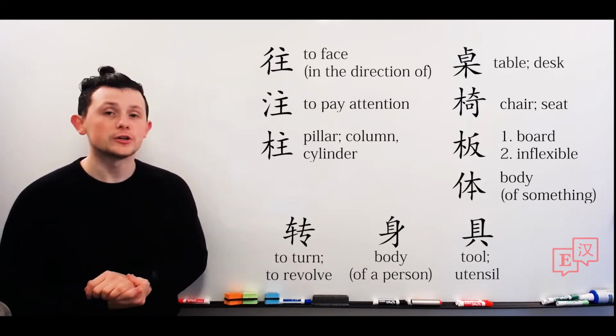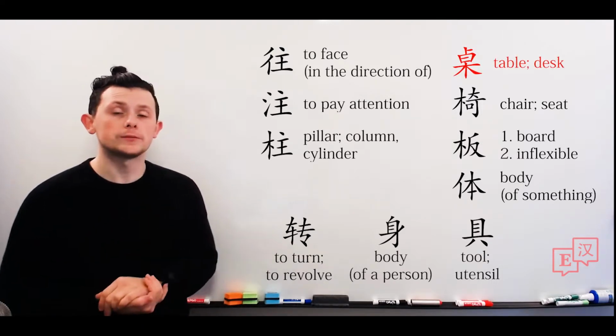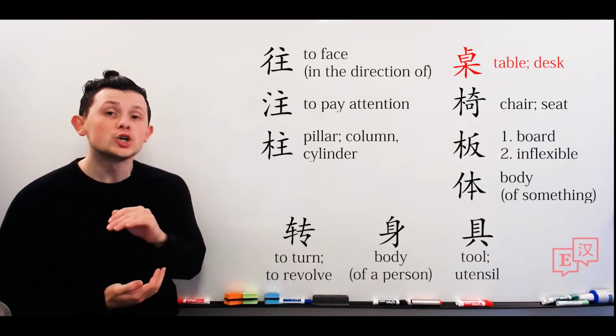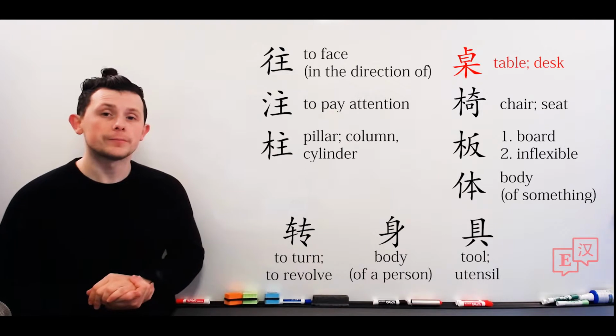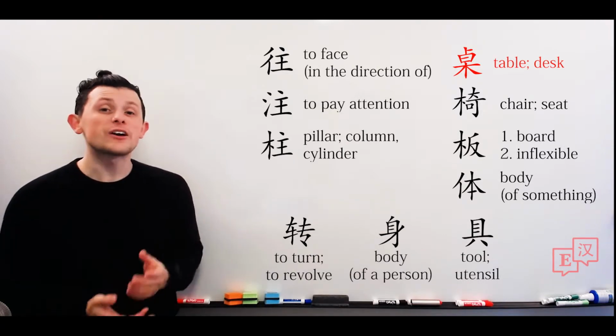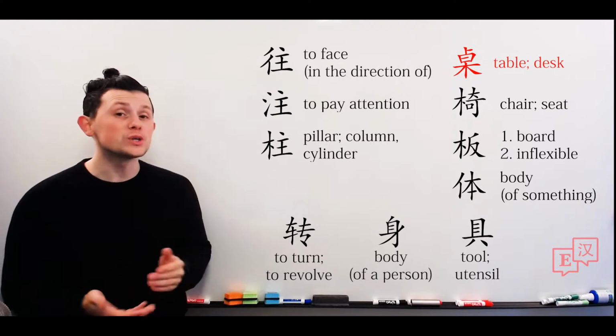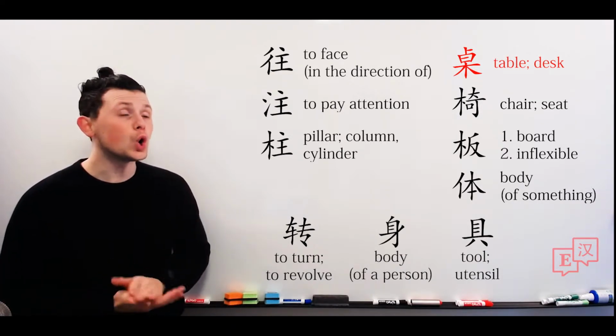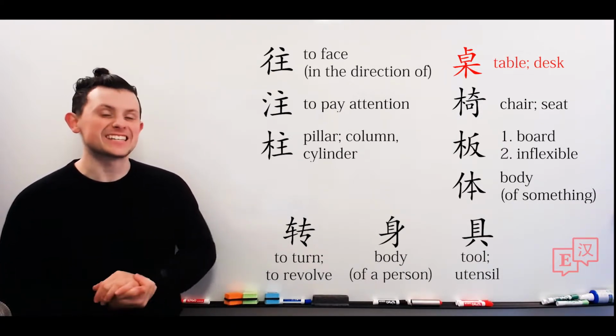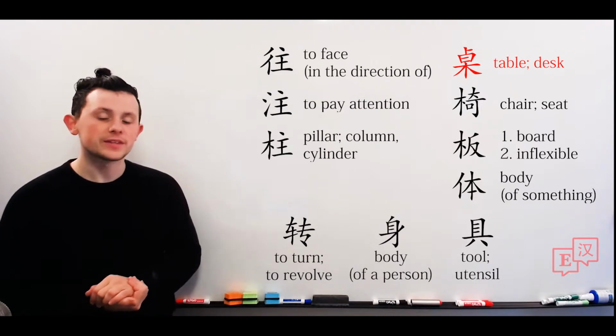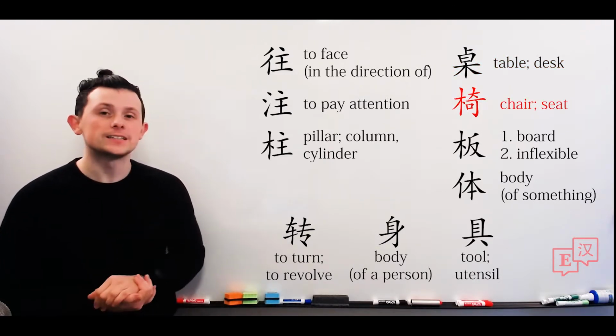Our first character, zhuo. This character means desk. Often spoken, zhuozi. Very simply, desk. Next, yi.